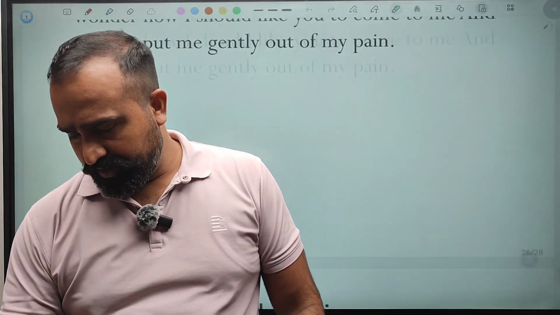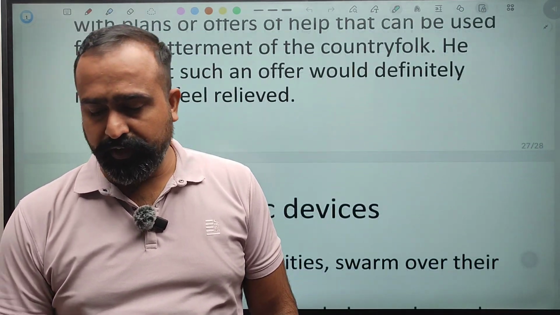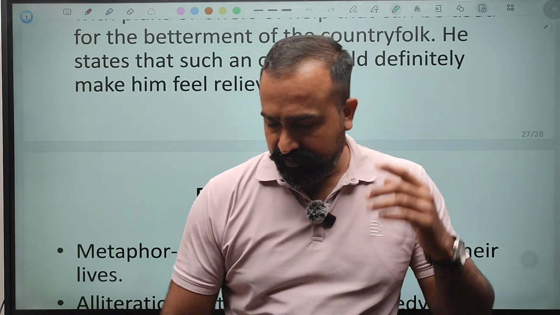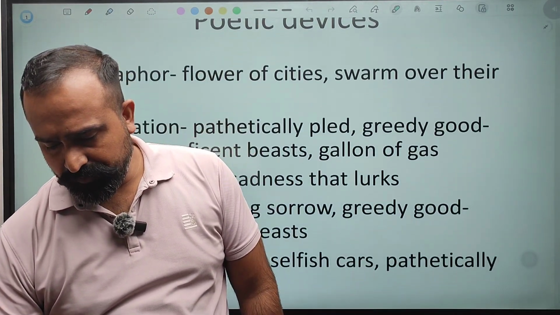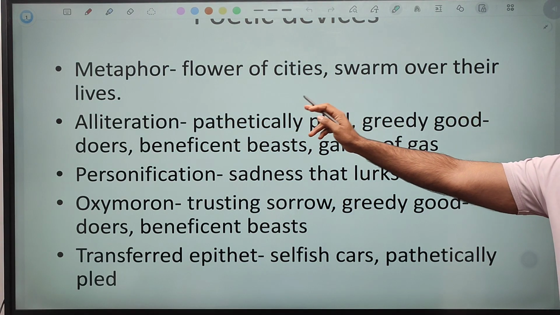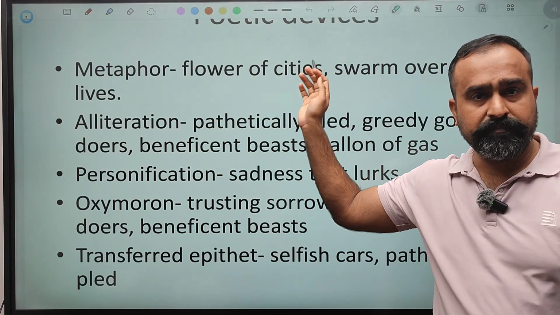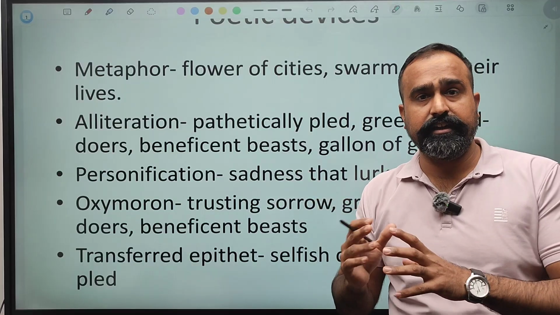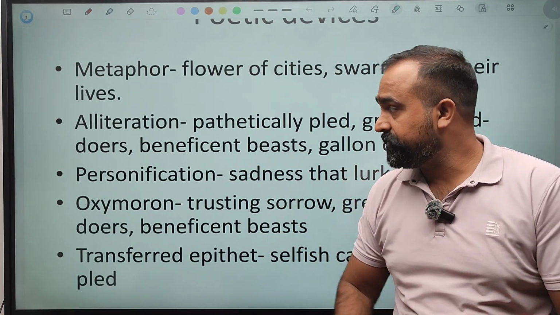So with that, we have done the explanation part of the poetry, the roadside stand. If you look at the poetic devices in front of you, first of all, metaphor, the flower of city swarm over their life are the metaphor, swarming over like a bee. ठीक है, फ्लावर ऑफ सिटी, सिटी की ग्रोथ को फ्लावर की तरह काउंट किया गया.